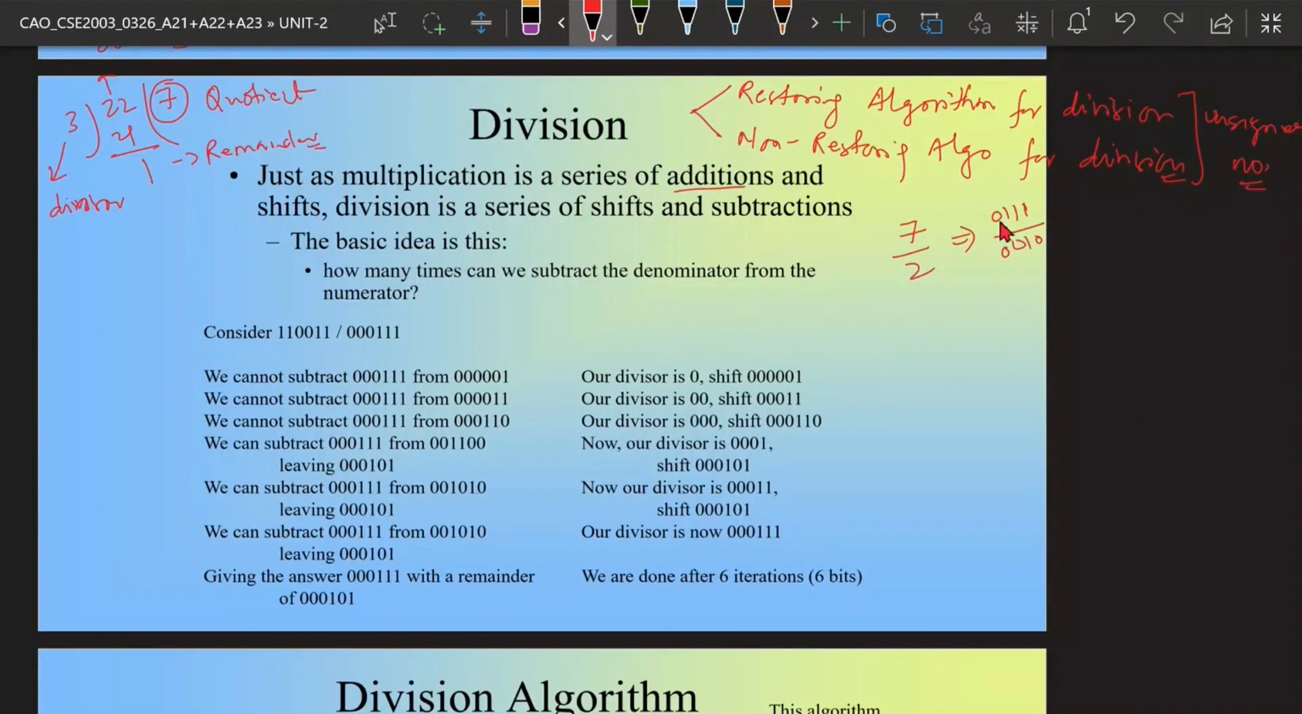So we will be considering the different bits of 7. Starting with this one, the 0 is there, so we cannot subtract 2 from 0. So we will be shifting it further. We will be considering now these 2 bits, so we will be subtracting this from 0, 1. Again we cannot subtract, so we will be considering these 3 bits. And now we can subtract, and then after subtracting, whatever the remainder is there, again we will be shifting. This approach we will be doing for making the division.